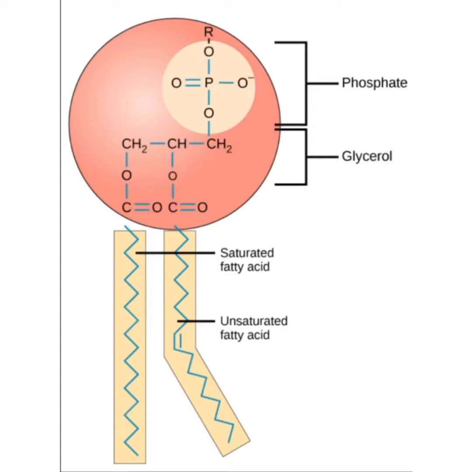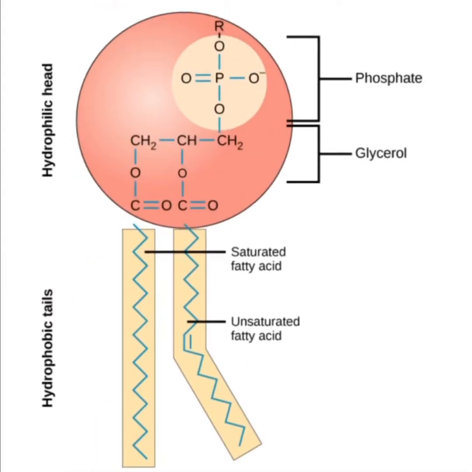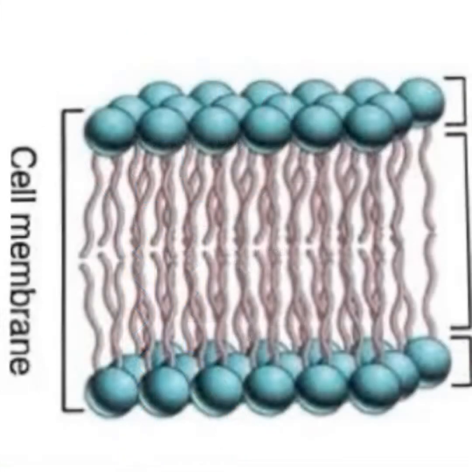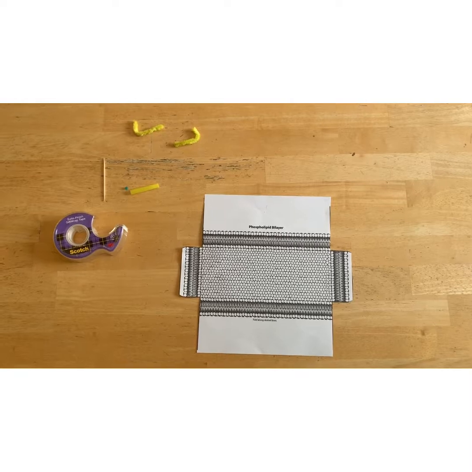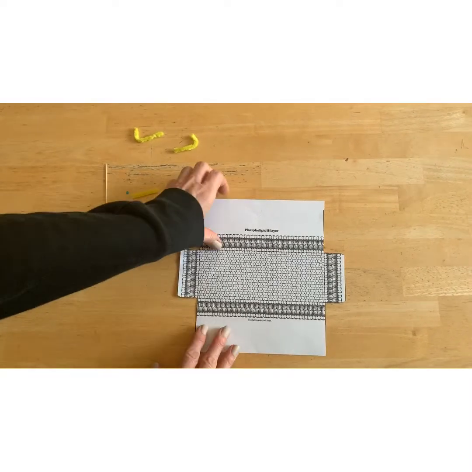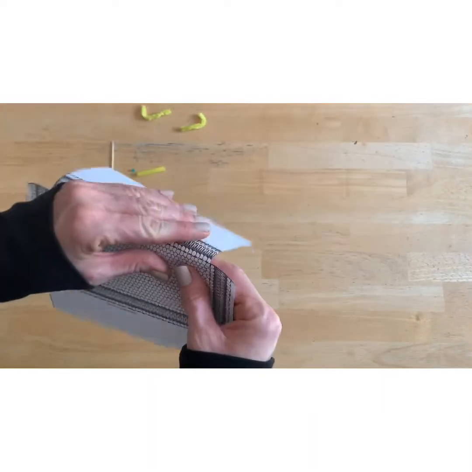The phospholipid is said to have a dual personality because the fatty acid tails are hydrophobic and the phosphate head is hydrophilic. Phospholipid molecules arrange themselves into two rows called a bilayer. Today, we are going to make a model of the phospholipid bilayer.